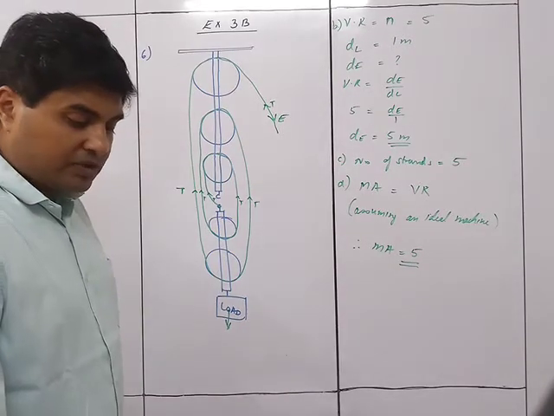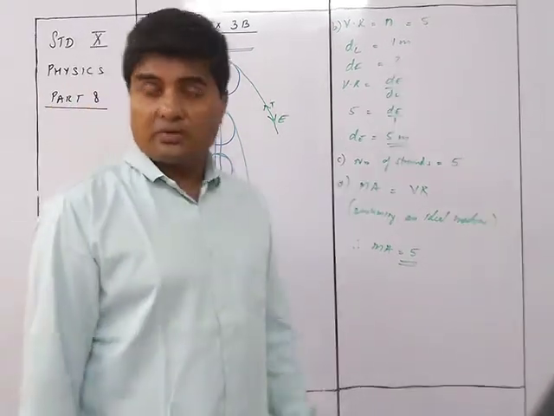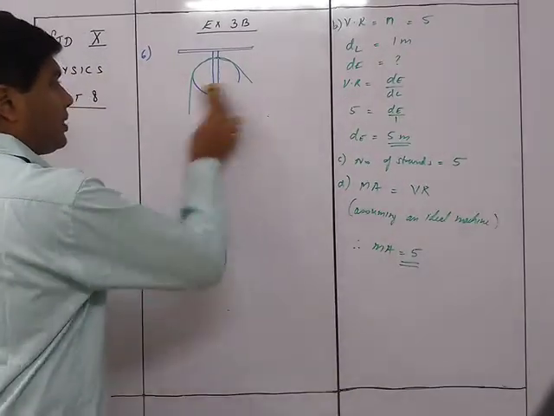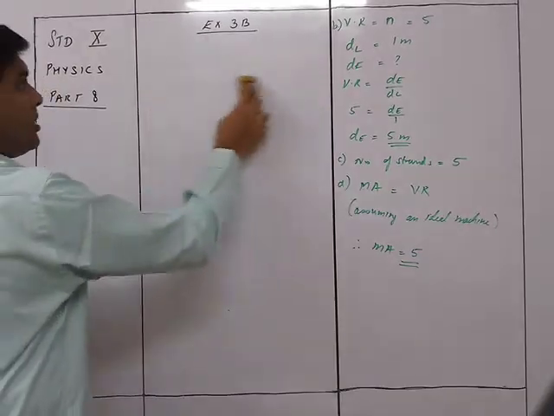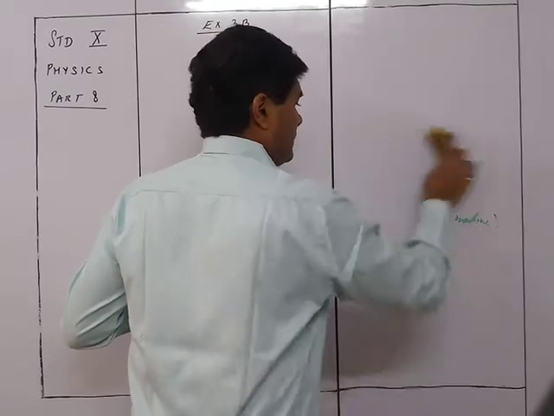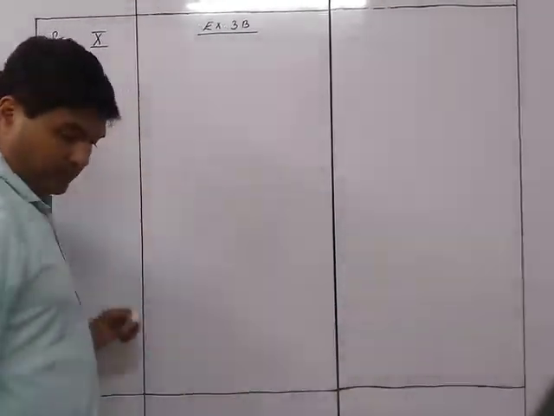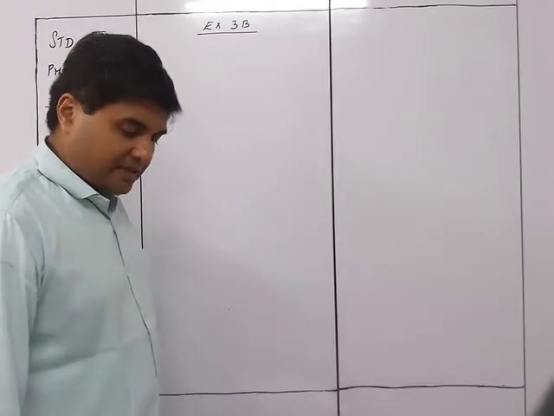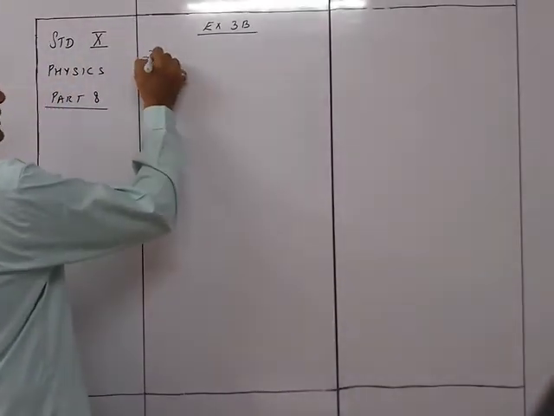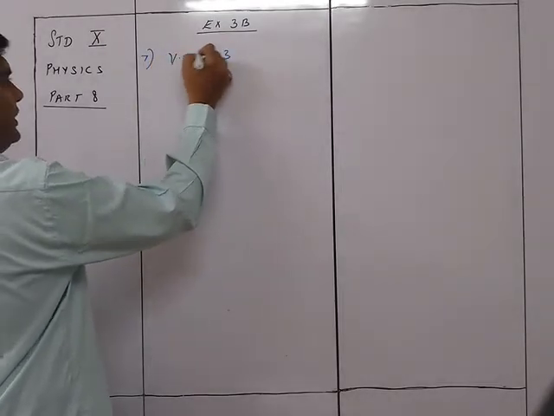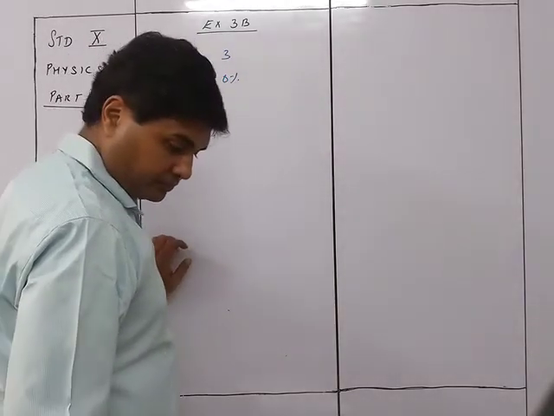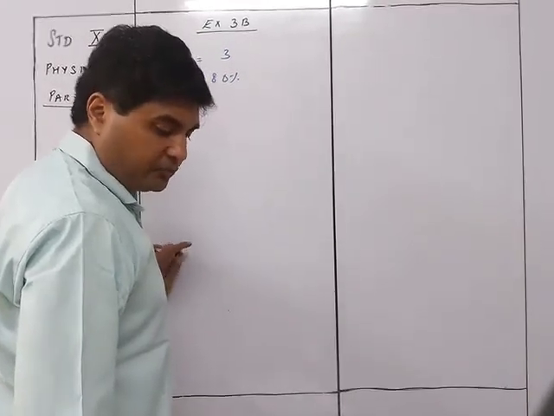We now move on to sum number 7. Okay, this is now sum number 7. A pulley system has a velocity ratio 3 and an efficiency of 80%. So we have that the velocity ratio is equal to 3 and the efficiency is equal to 80%. Draw a labelled diagram of this pulley system.